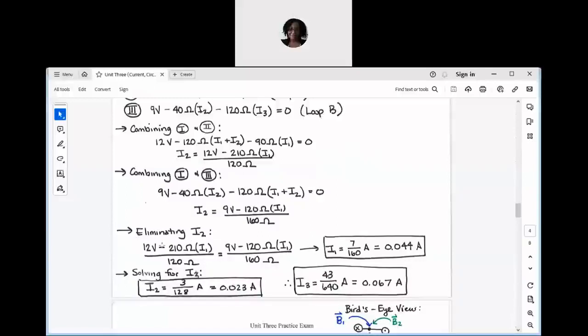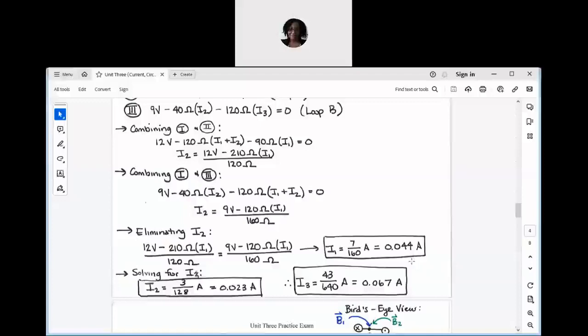So 12 volts minus 120 ohms times I1, all that divided by 120. That was the first expression we derived. The second one is on the right-hand side here, 9 volts minus 120 ohms times I1 divided by 160 ohms. I can just solve this for I1, and I end up with the ratio 7 over 160. So that is 0.044 amps when you apply 2 sig figs.